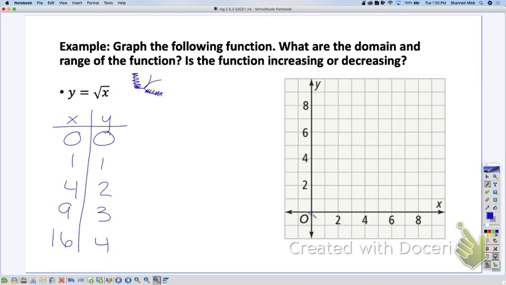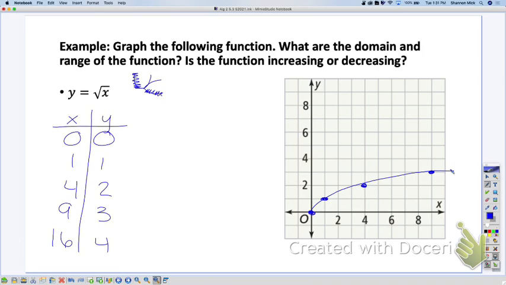So 0, 0, 1, 1, 4, 4, 2, 1, and then 9, 3. Okay, and it's going to do what? Look like that. And it doesn't go down. Mine tend to go down. It shouldn't go down. What's it going to continue to do? Go up. It's going to continue to go up, isn't it?